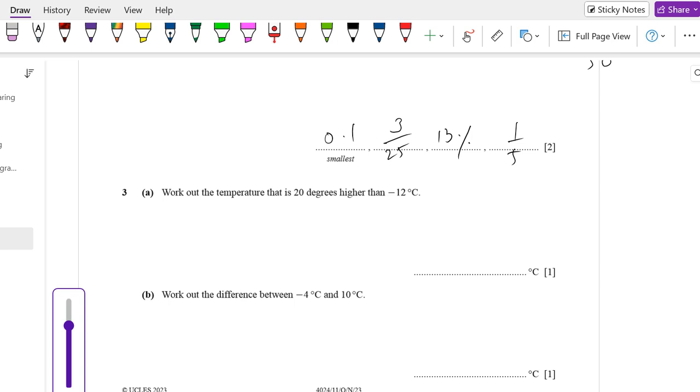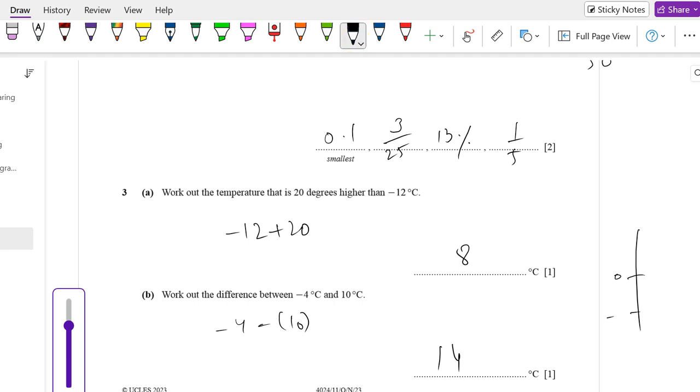20 degrees higher. Higher means you will go up at 20. Difference, so minus 4 plus 10, or it's better, sorry, as it was difference, you may use the minus sign, 14, or you may use the number line. If it is in negative 4, you can go up to 10. So the difference would be 14.